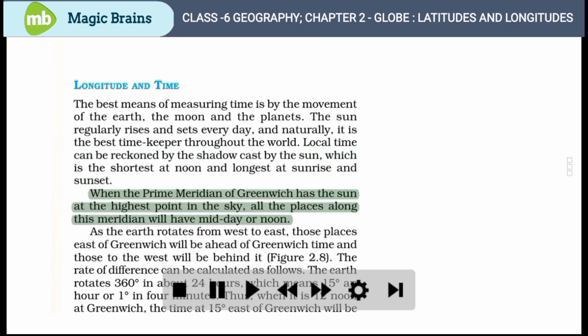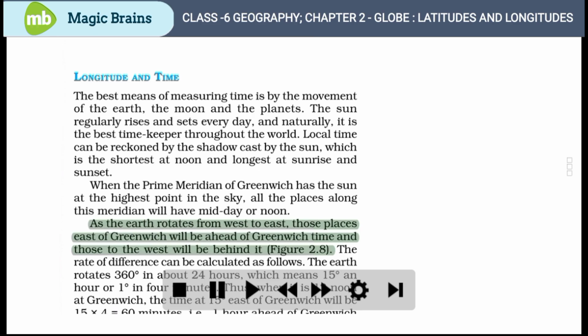When the prime meridian of Greenwich has the sun at the highest point in the sky, all the places along this meridian will have midday or noon. As the Earth rotates from west to east, those places east of Greenwich will be ahead of Greenwich time, and those to the west will be behind it, as shown in figure 2.8.